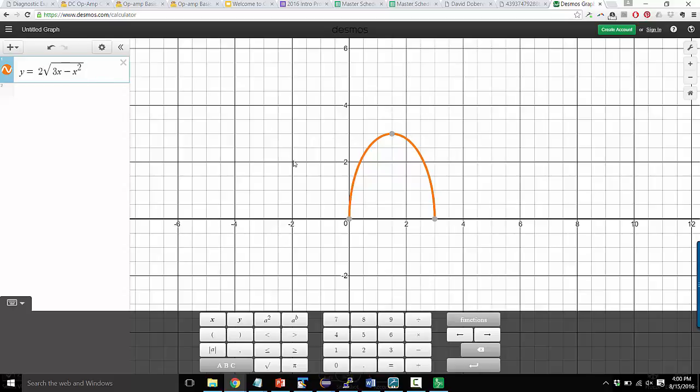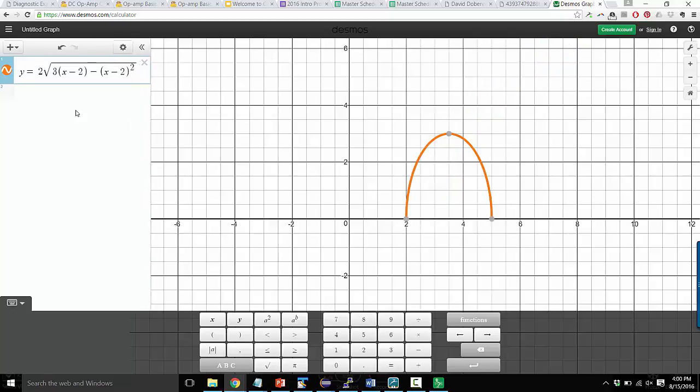Perfect. All right, now I want to translate it. Remember, translating, I'm going to substitute in for x, and that needs to be true wherever x appears. So I'm going to replace x with x minus 2 in both places that it appears. And there we go. I've shifted the whole thing right by 2.